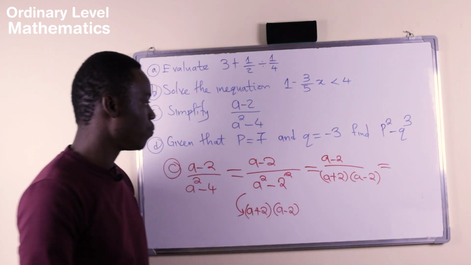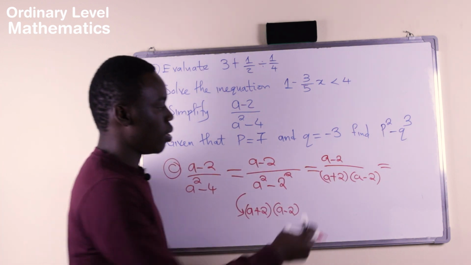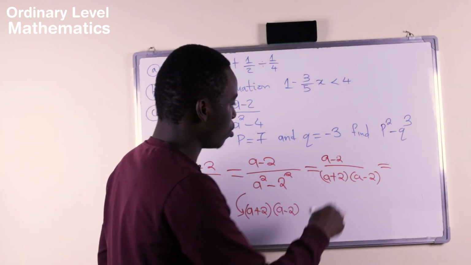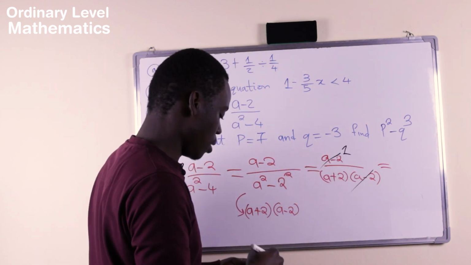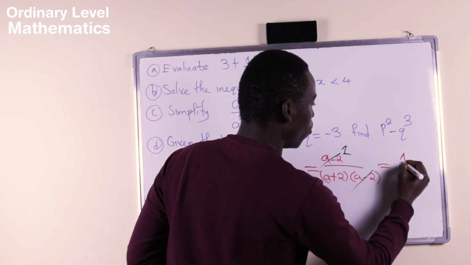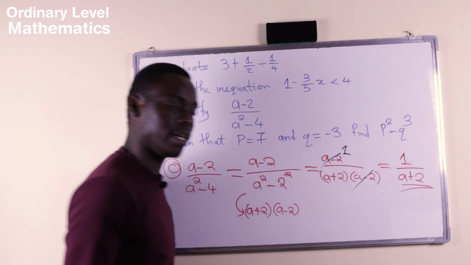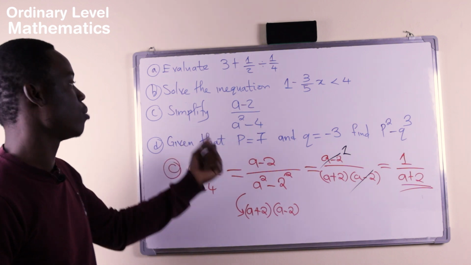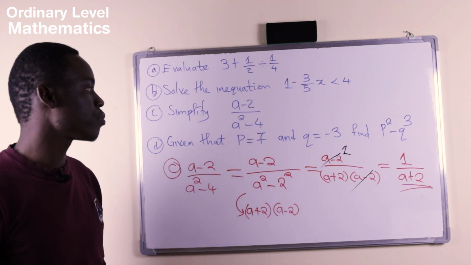Since we have a minus 2, a minus 2, this is going to cancel and this is going to cancel, remaining with 1 here. Hence our final answer will be 1 over a plus 2, and this cannot be simplified any further. Hence we've simplified our expression, which is a minus 2 over a squared minus 4.